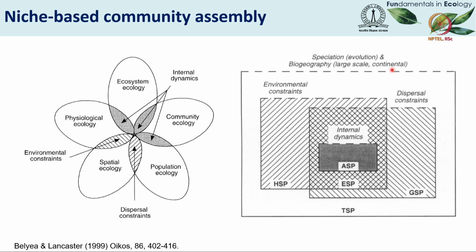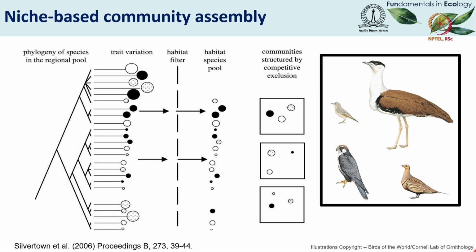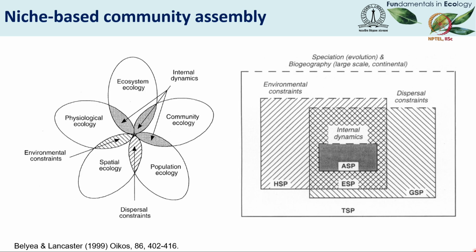Now, dispersal constraints, whether a species can move well or not, whether it's able to move to one habitat or not, creates a geographical species pool, or the GSP. And the environmental constraints, which are the properties of the environment, create a habitat species pool, or the HSP. We've seen that with a process like this operating.